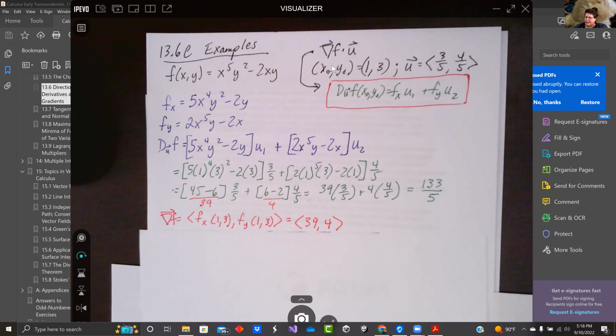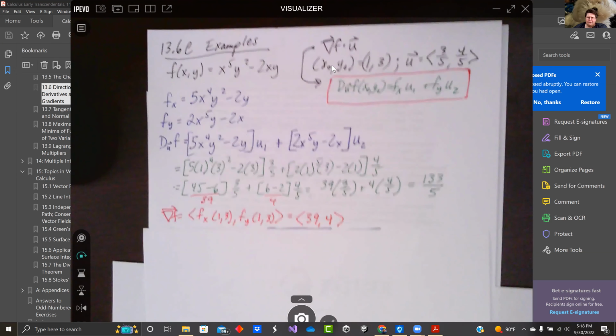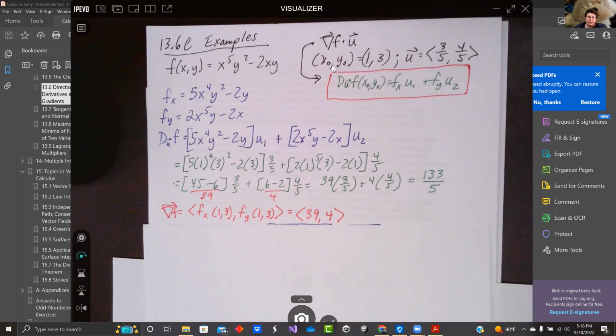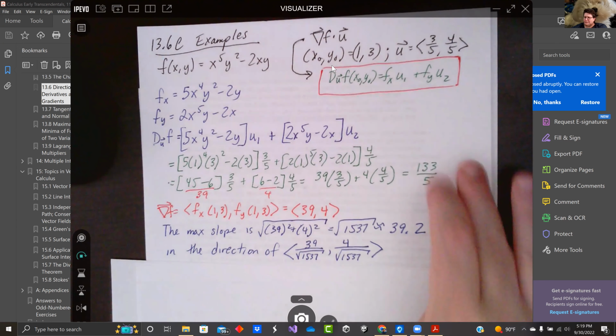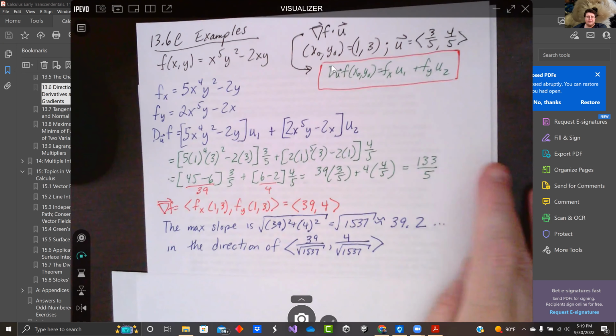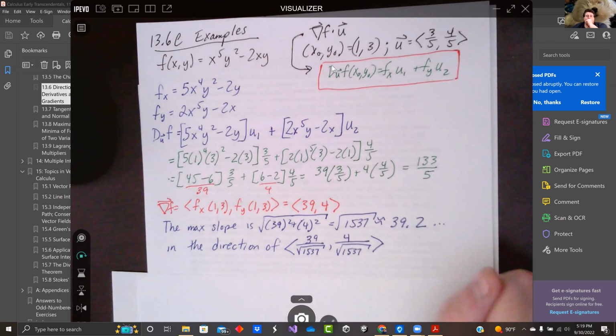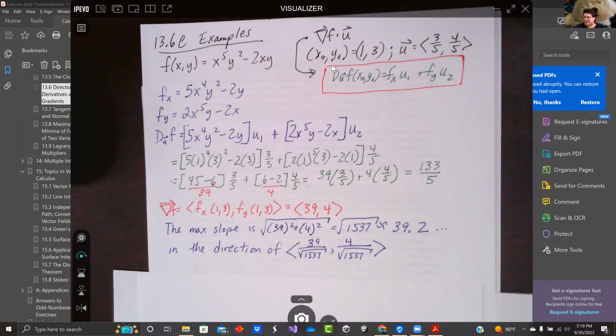And if we actually looked at the gradient of f itself, the derivative with respect to x at (1, 3) in the x direction, and the derivative with respect to y of f at (1, 3), we'll get (39, 4) as the direction of the gradient of f. As a reminder, that's the direction of the maximum slope. And so we could find the maximum slope at that point just by taking the norm of the gradient of f, or finding the magnitude of the gradient of f.